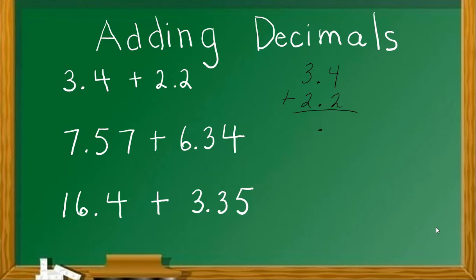So as you can see, what I've done here is I've brought the decimals right down into the answer. So 3 decimal 4, the decimal is right here. Right below it, the decimal for 2 decimal 2 is right here. And like I said, with adding and subtracting, the decimal will fall right below into the answer.